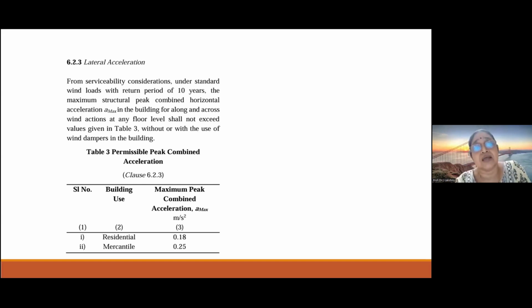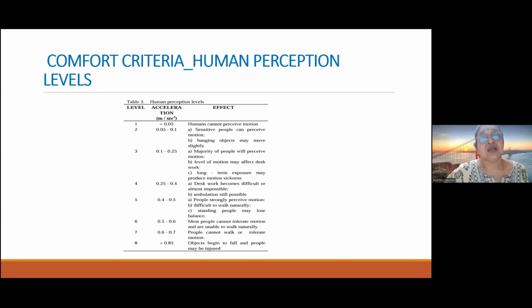Then another aspect I talked about is the user comfort. Actually, from serviceability consideration, basically what is the acceleration that is permitted? Again, that depends on whether it is a residential building or a mercantile building. For a residential building, the peak acceleration allowed is 0.18 meter per second square, and for mercantile it is 0.25 meter per second square. So you can see that the wind load for various parameters and different return periods are given. As I discussed in the morning, the K1 factor can be worked out for different return periods, and that wind load can be taken to check these serviceability conditions. Now coming to the comfort criteria, that is the human perception levels.